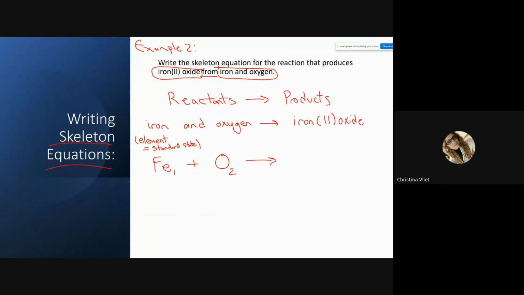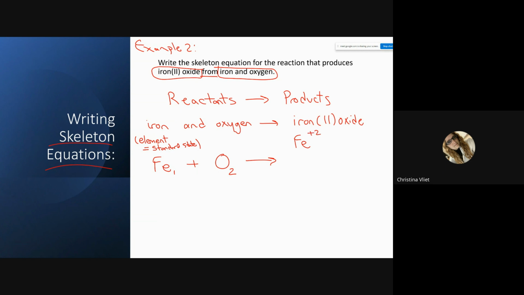Now I have to get the correct formula for my product, iron 2 oxide. What is the correct chemical formula for that? Let's review. What do we do when we go from name to formula? We're going to first look for iron again on our periodic table, but we have to remember that the Roman numeral 2 means what? Plus 2, right?